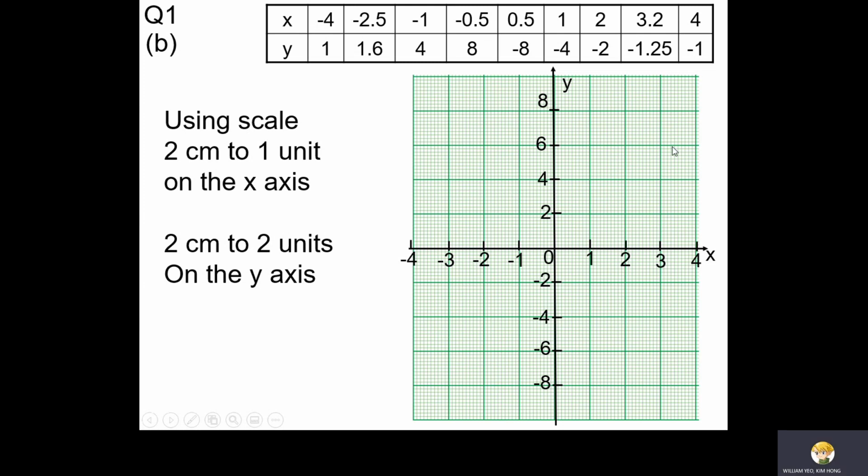Okay, these notes, this question I will upload on Facebook, and you can redo this question. Try to redo this question on your own graph paper.